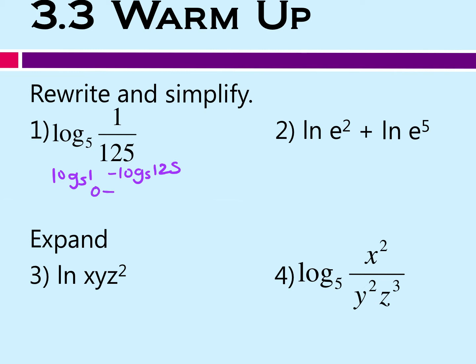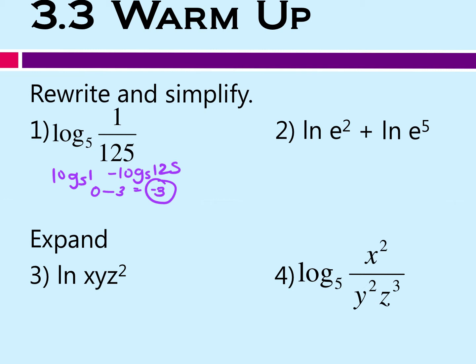Wait, how did you know this is 0? Because if the big number's 1, it's always 0, right? The only power I can raise something to get it to be 1 is 0. This would be 3. Yeah, I just said that. There's multiple ways to do this. Just because it said rewrite and simplify, we're going to practice the expansion. It should be negative 3.